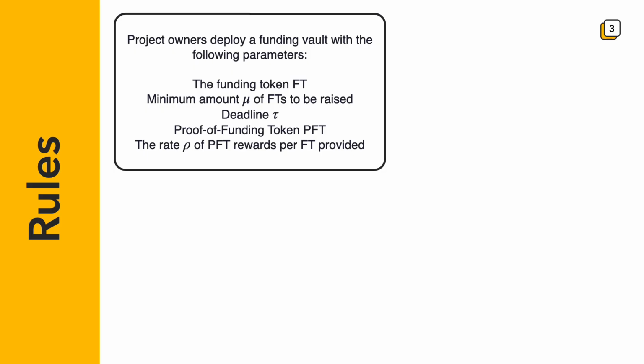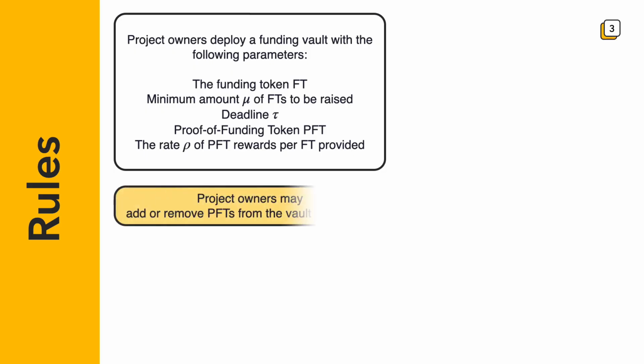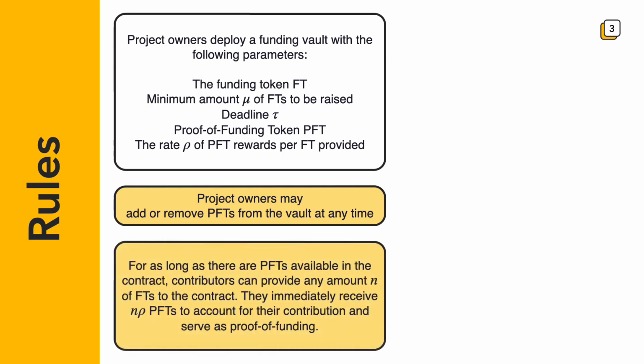After this funding vault is deployed, project owners may add or remove proof of funding tokens from the vault at any time. For as long as there are proof of funding tokens available in the contract, contributors can provide any amount of funding tokens to the contract, and they immediately receive a proportional amount of proof of funding tokens to account for their contribution and serve as proof of funding.